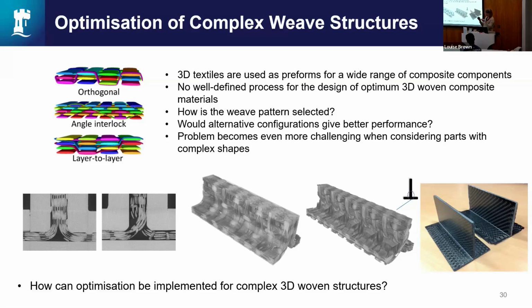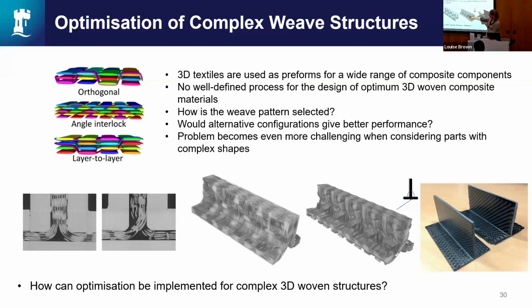I meant to bring one with me, but I haven't got one. So you basically weave a flat layer of material, but have part of it split so that you can then do a bifurcation. So that's what this project was about. How do you optimize these types of materials?